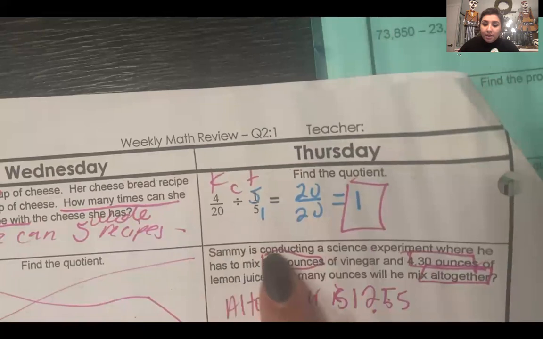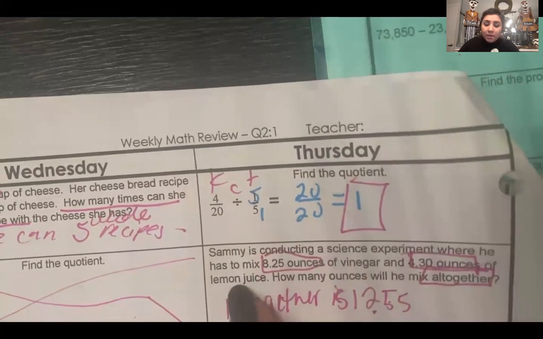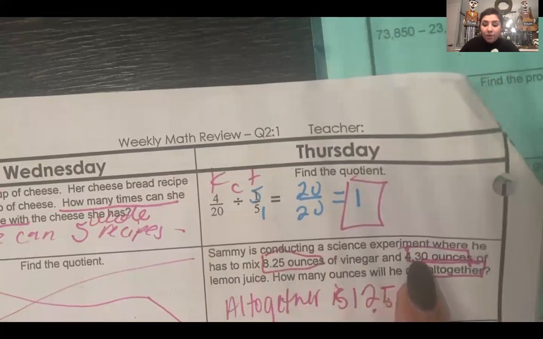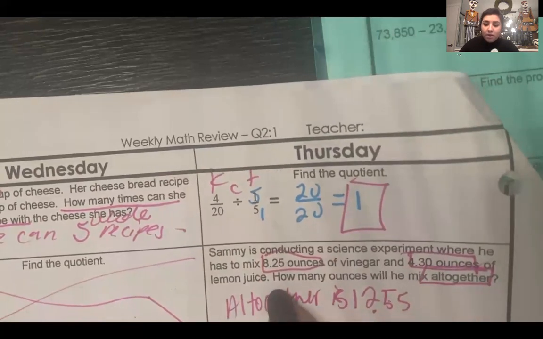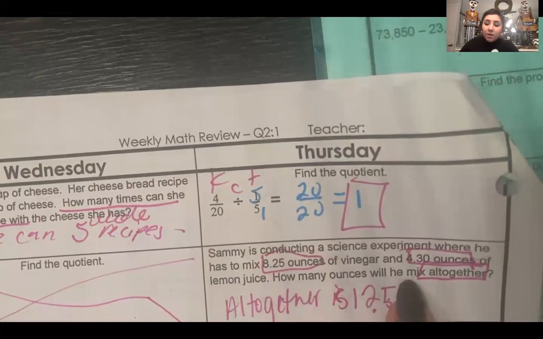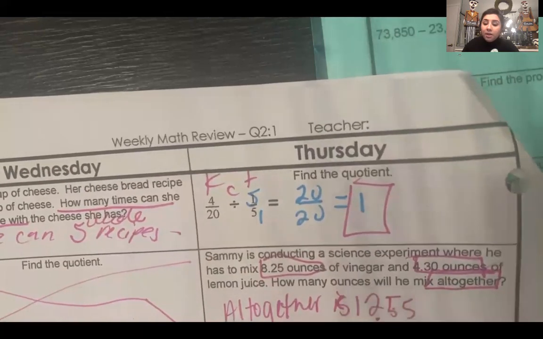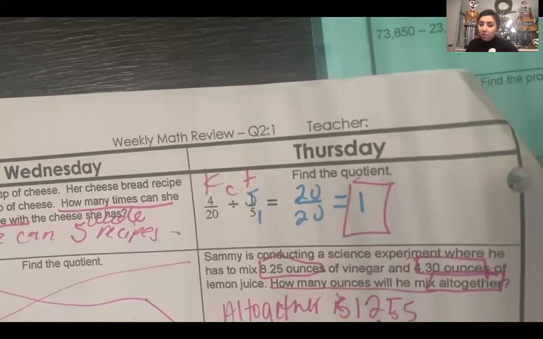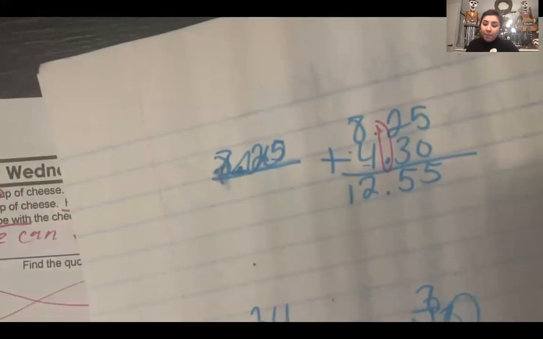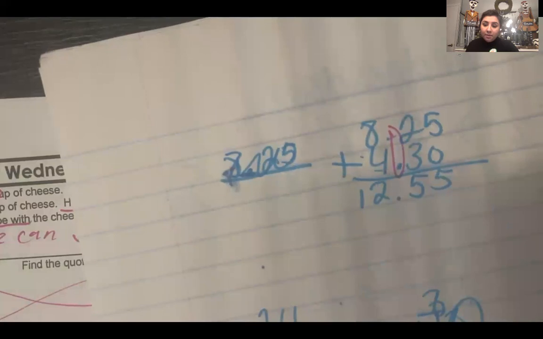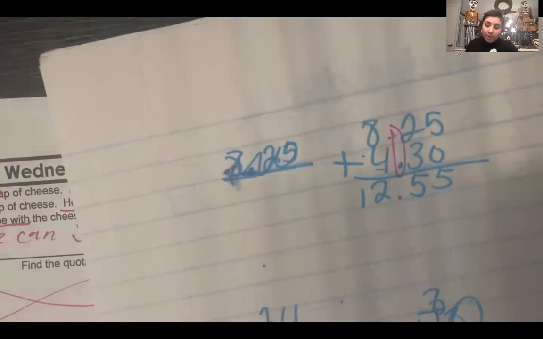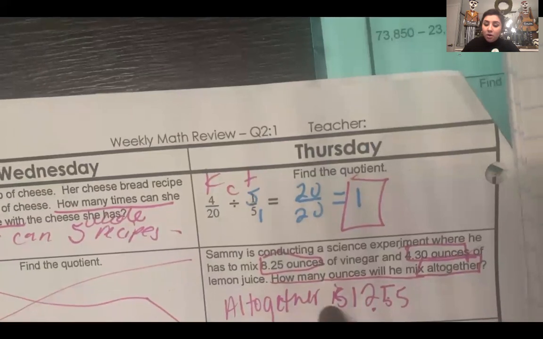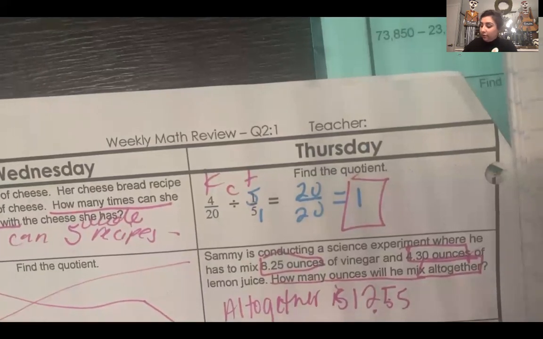All right, Sammy is conducting a science experiment where he has to mix 8 and 25 hundredths ounces of vinegar and 4 and 30 hundredths ounces of lemon juice. How many ounces will he mix all together? Well, all together is a key word for addition. So I set up my decimals here, lined them up, and solved like I normally would. So your answer should read, all together he mixed 12 and 55 hundredths.